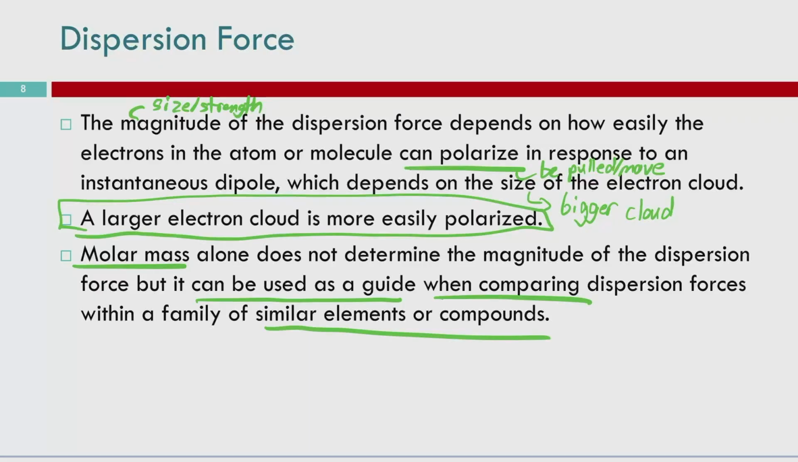We can also compare within a group of compounds. The hydrocarbons would be one such group of compounds. That's all of those things that ended in -ane that I was listing off. That was the first 12 hydrocarbons, things that are just hydrogen and carbon.